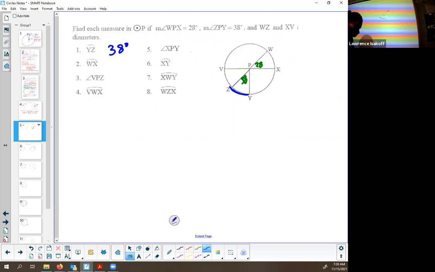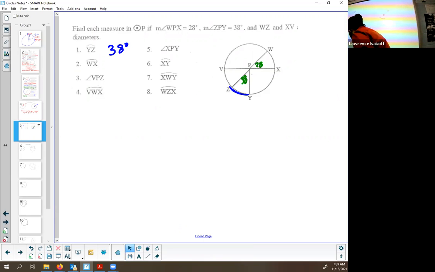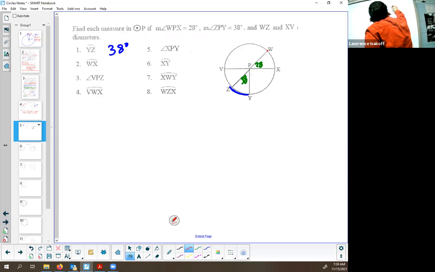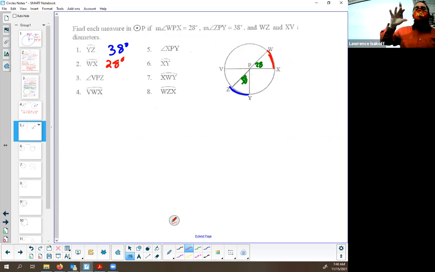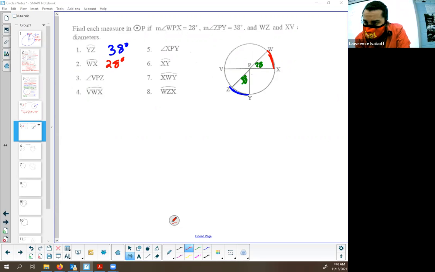Now it asks me for WX. WX is over here, and that's related to this angle right here. If the angle's 28, the arc is also 28. Those are the easy ones here. Now we're going to have to start looking at things as a puzzle. What information do I have to help figure things out?